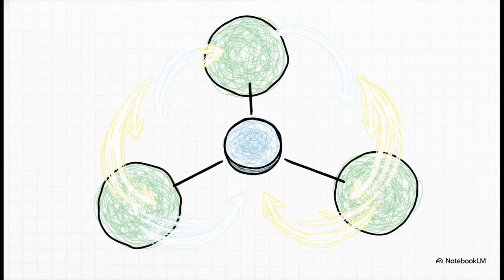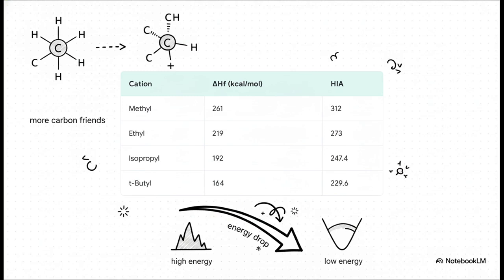They essentially survive their super brief existence by leaning heavily on surrounding alkyl groups, which step up as these generous electron donors. It's amazing how adding more carbon neighbors, like going from a lonely methyl cation all the way down to a 2-butyl cation, dramatically lowers the energy, heavily stabilizing the molecule. I mean, we're talking about a massive drop from 261 to 164 kilocalories per mole. By surrounding that positive charge with more carbon friends, you significantly stabilize these fleeting intermediates, mostly through effects like hyperconjugation.